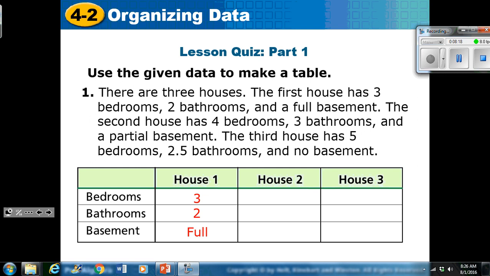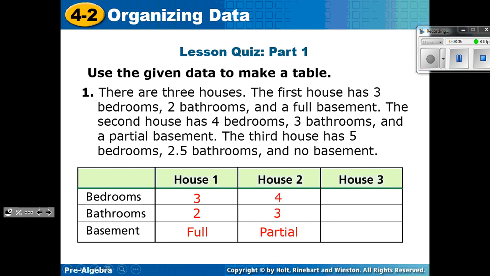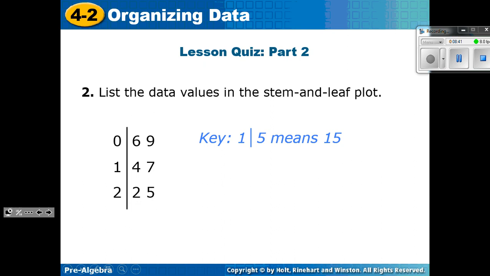Okay, if you want to try out making a table, why don't you go ahead and finish filling that in, pause it, and then come back for your answers. And then list all of the data values for this stem and leaf plot, pause it, and come back to check.